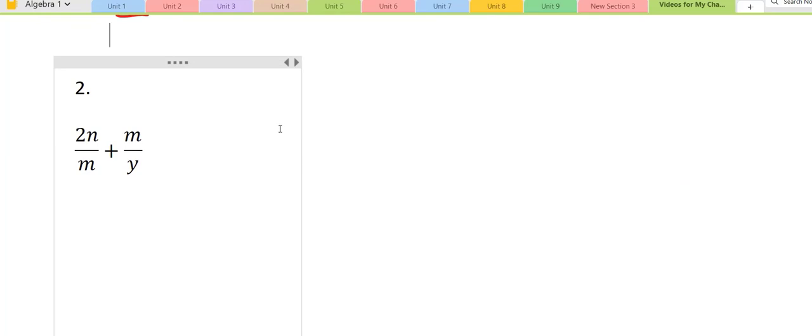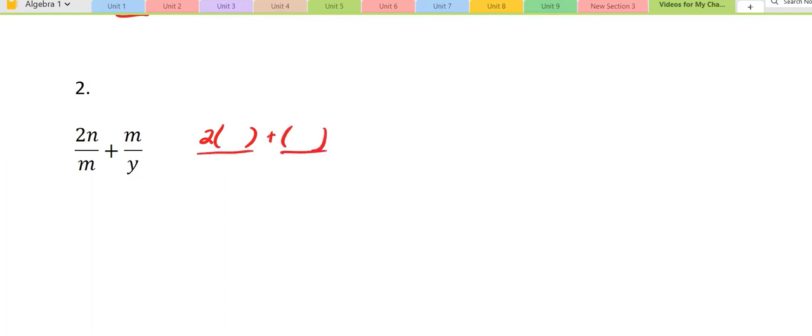Okay, so on this one, I have a lot for which to substitute. So here we go. I'm going to write it. I actually do like to start with a template, and I recommend this so you don't forget to use parentheses. So now, if I remember correctly, the n is 4, the m was -3, and the y was 5.